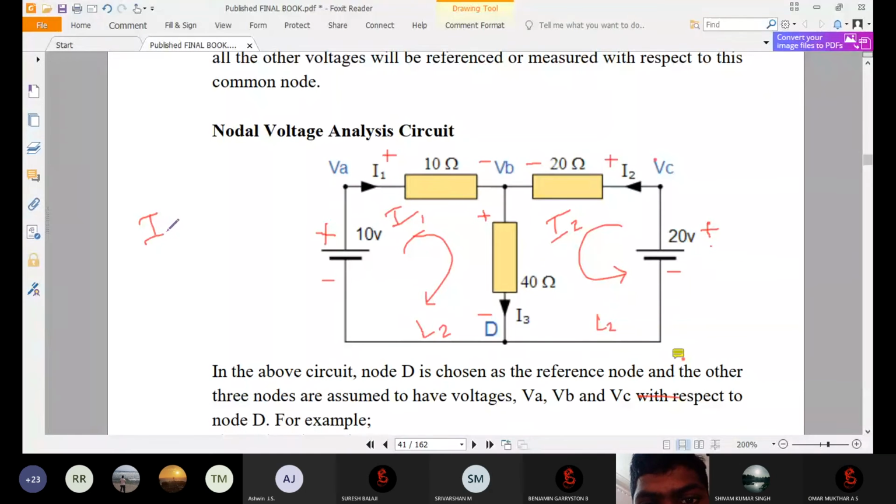Anyone who solves it, post it in the chat box. No, don't tell the equation. Complete every step and tell me what your I1 is and what your I2 is.